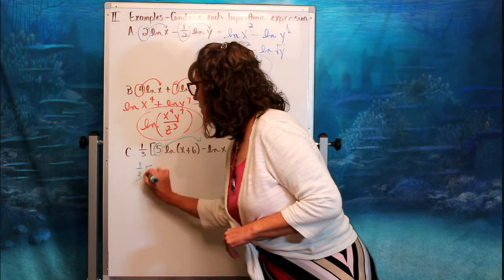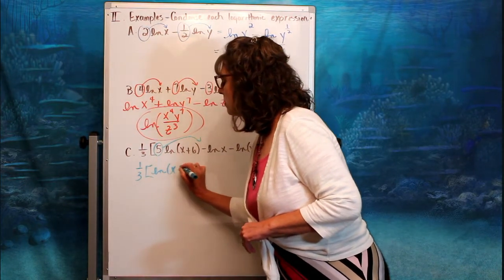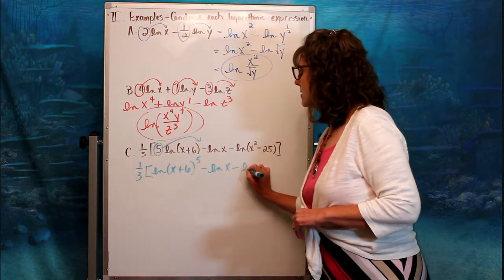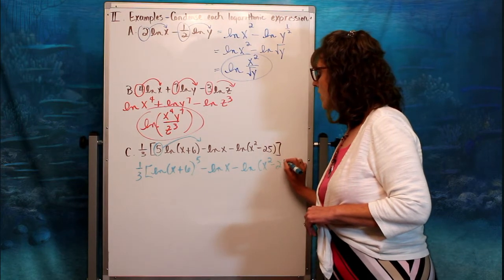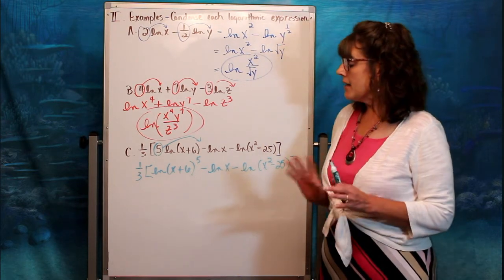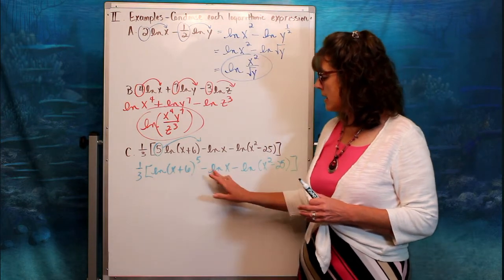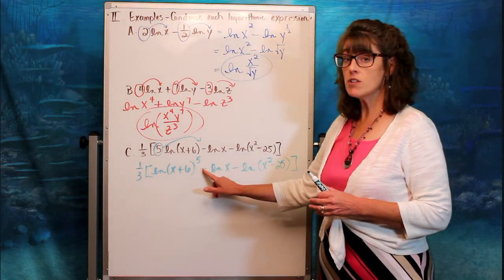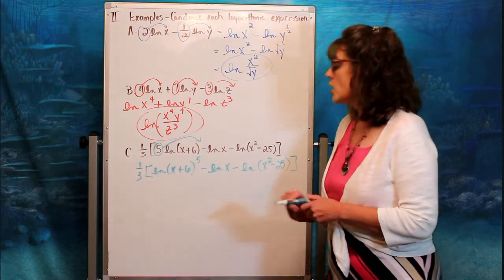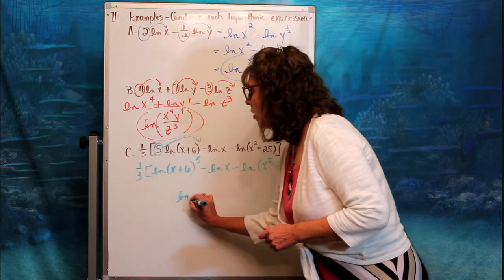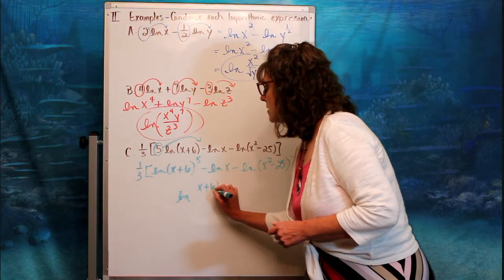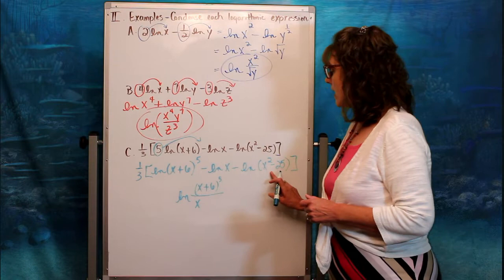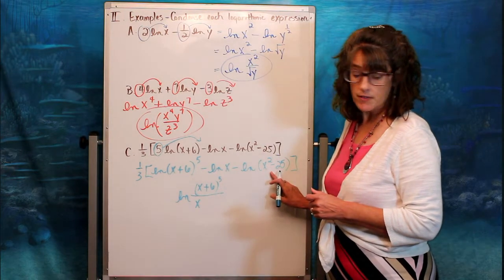So therefore, I will have natural log of x plus 6 to the fifth power minus natural log of x minus natural log of x squared minus 25. And at this point, remember, what I have here is same base all the way across. So therefore, I can use my product rule and my quotient rule. This leads to division as well, this leads to division. So what that's going to indicate is I'm going to have my natural log. My numerator will have x plus 6 to the fifth, but my denominator will have this x as well as this x squared minus 25.